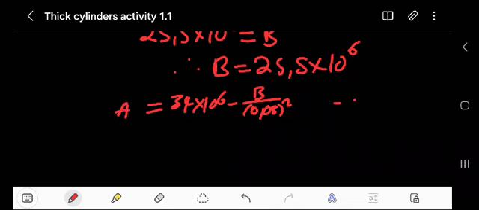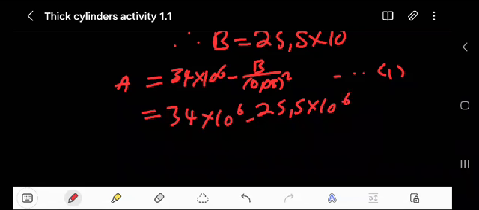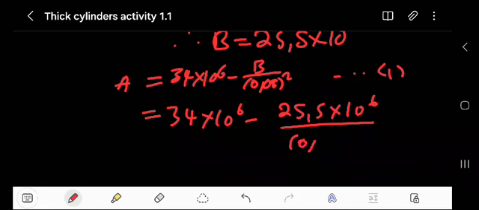Remember, from this equation, that was equation 1, isn't it? So we want the value of a. Put 25 for UCP times 10 to the power of 6 all over 0. Let me write it here accurately. There is a minus here, then you have 25.5 times 10 to the power of 6 all over 0.08 squared.